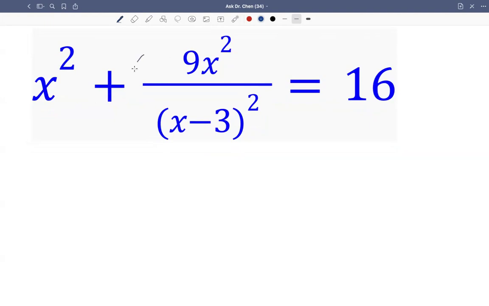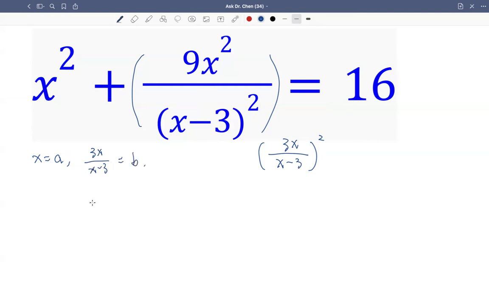So we see this term. This term basically is (3x over x minus 3) squared, right? So let's change the variables. Let's call x A. Let's call 3x over x minus 3 B. Then we see 1 over B will be x minus 3 over 3x.